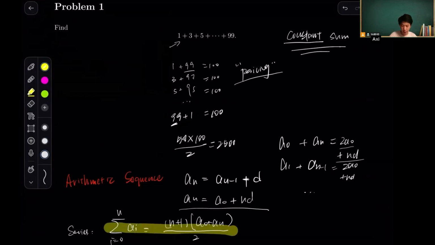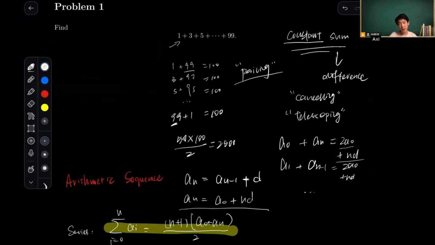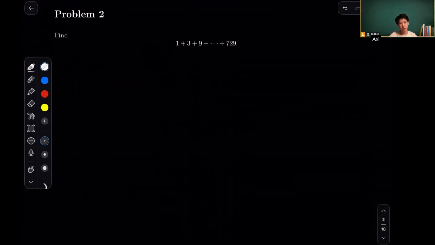And drawing on this technique, we can also assume that there is a way to change constant sum to difference, which others call canceling, or sometimes telescoping. But again, I think I'm going to go by constant difference, because this again highlights that we're chasing a constant value. Let's look at this.